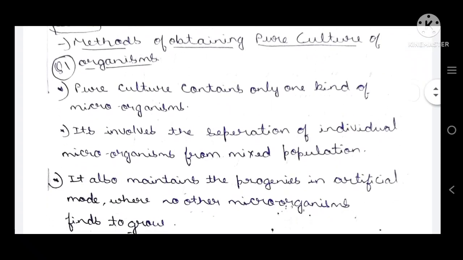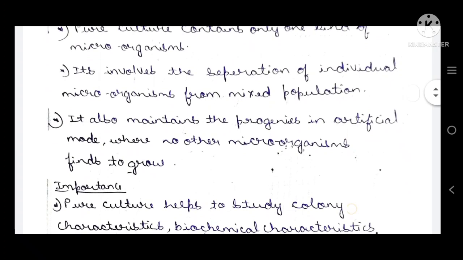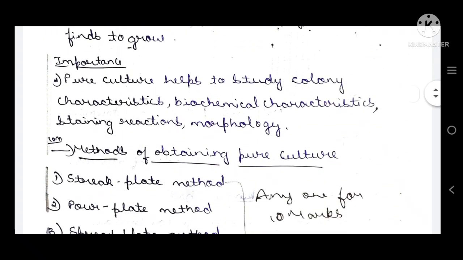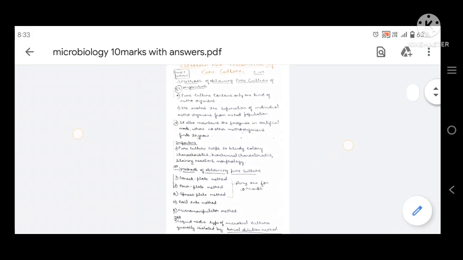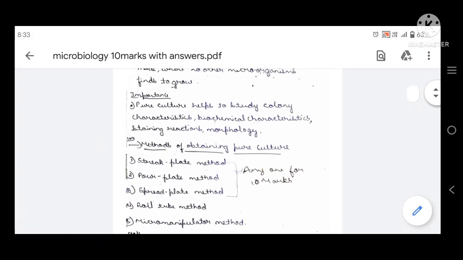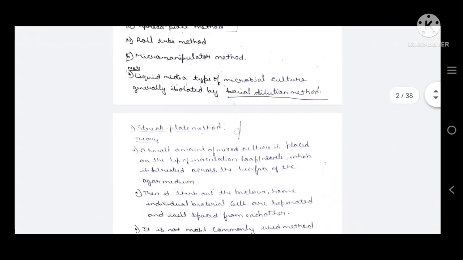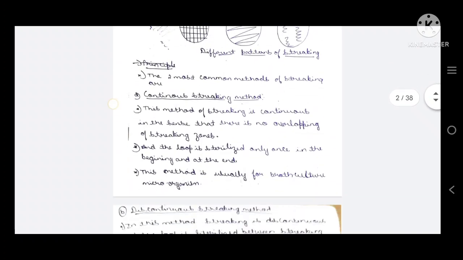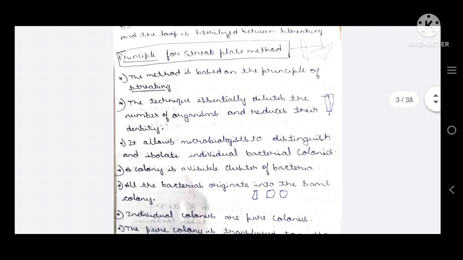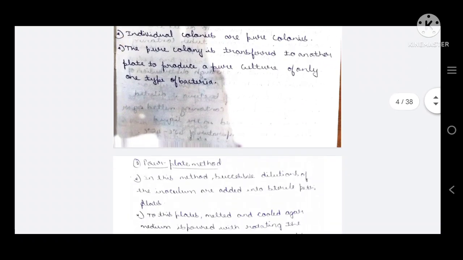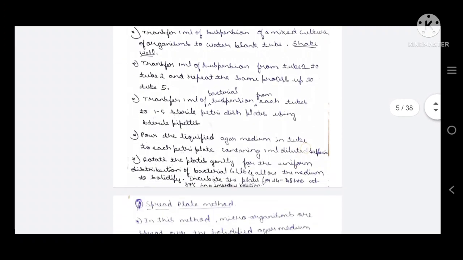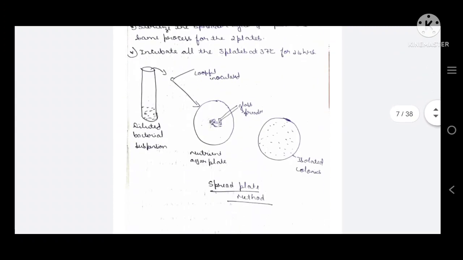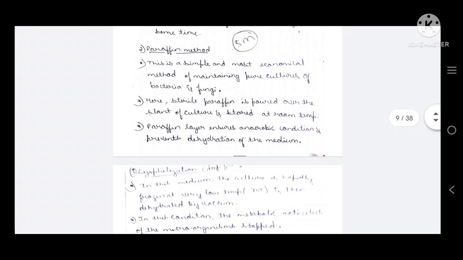Just you can take a screenshot of this. This is streak plate method and principle for streak plate method, then pour plate method. You have to write all this. Okay, better what I will do is add this in the description. Go and download this.